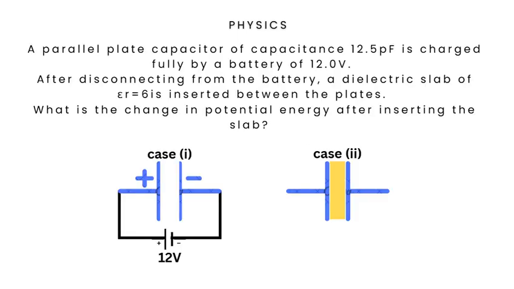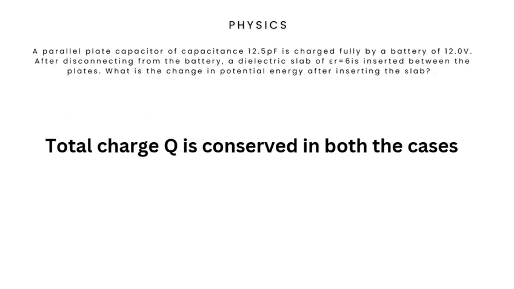A parallel plate capacitor of capacitance 12.5 picofarad is charged fully by a battery of 12 volt. After disconnecting from the battery, a dielectric slab of epsilon R equal to 6 is inserted between the plates. What is the change in potential energy after inserting the slab? In this example, the only thing that is conserved between both the cases is total charge Q. After inserting a dielectric between the plates, the capacitance value changes, so the voltage across the plates also changes.